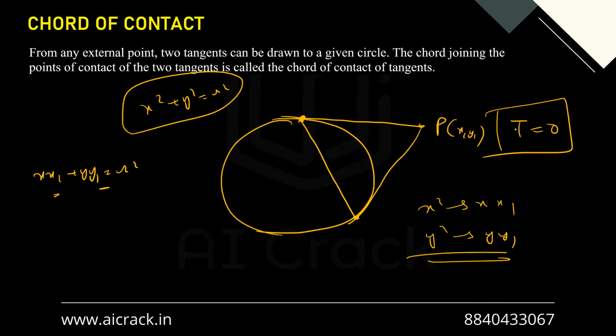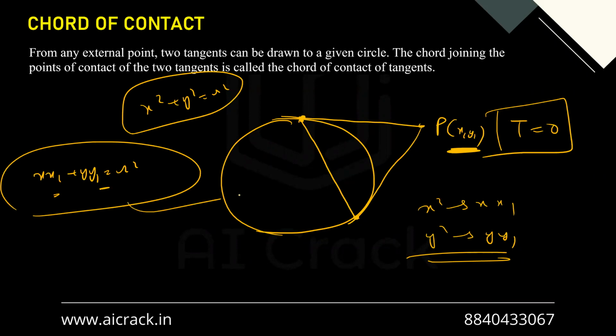Now we are writing the T notation. This is the T notation only, but when we are writing this T notation, we are using this particular x1, y1, that is the external point. In case of tangent, what we used to do, we used to use this particular point x1 and y1 on the circle. So when we are using the point on the circle, that would give us tangent. When we are using the external point, we are going to get the chord of contact equation. So this equation would give us the chord of contact equation.